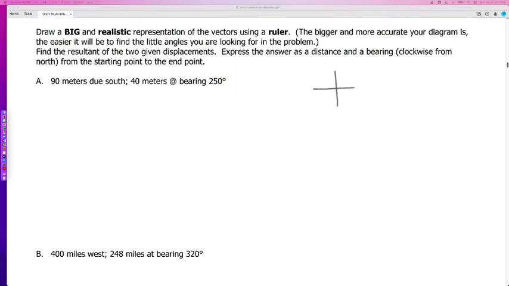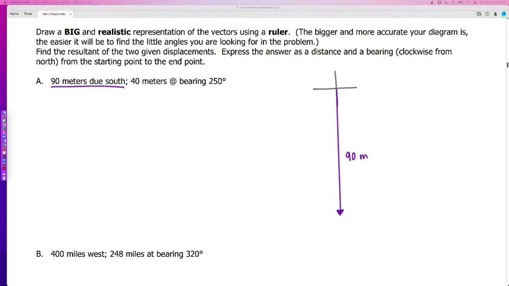I always like to draw a compass, as some people put it, or just an X and Y axis to give me better ideas of where the angles are here. Okay, so I'm going to try and color code. The first vector, we're going to draw 90 meters due south. I'll do that in purple. So 90 meters due south, that's going to go just straight down. Remember, every vector needs a tail and a head. So you need to make sure that you include the arrowhead on one side. And that vector has a length of 90 meters.